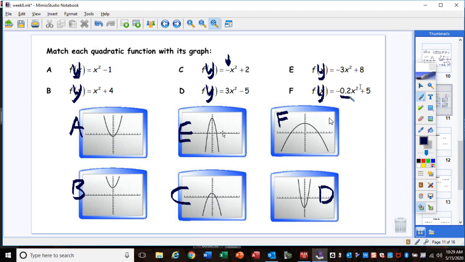A smaller number will actually widen the curve. You think it'd be the opposite. You think a large number would do that, but it's a small number that widens it. The larger number, like the negative 3, will make it more of a narrow curve. I just want you to be aware of this as you get into Algebra 2. Okay? All right, that's that.